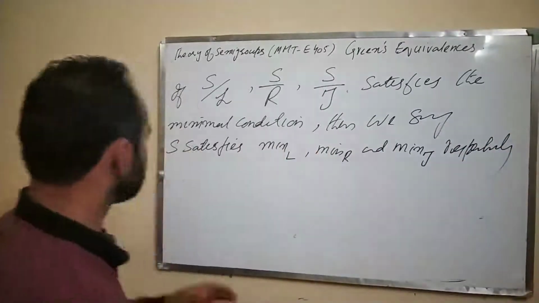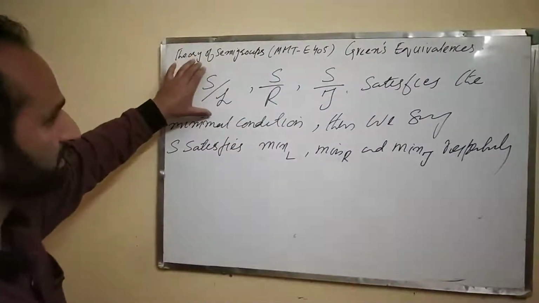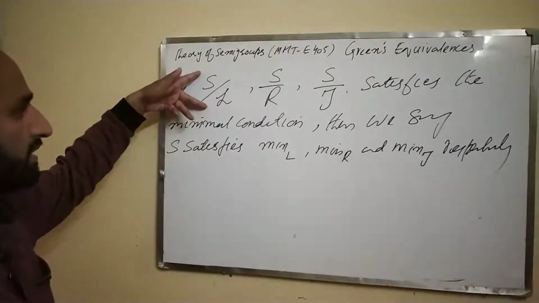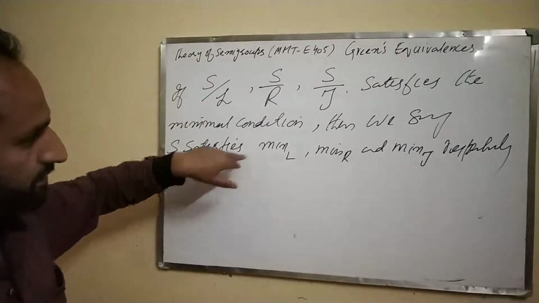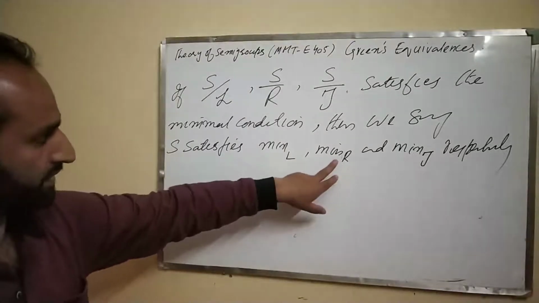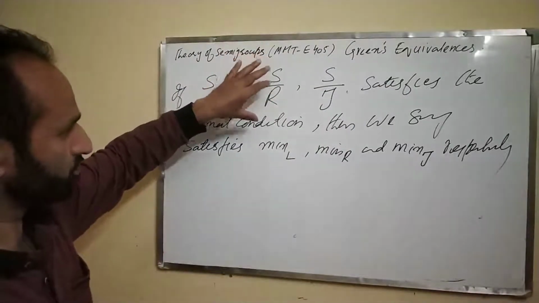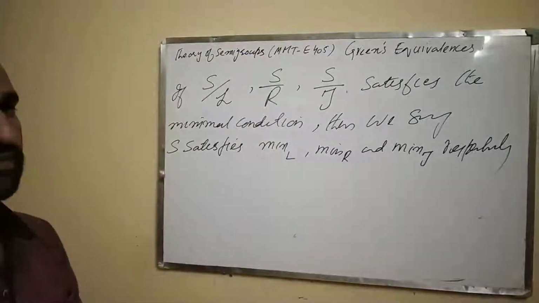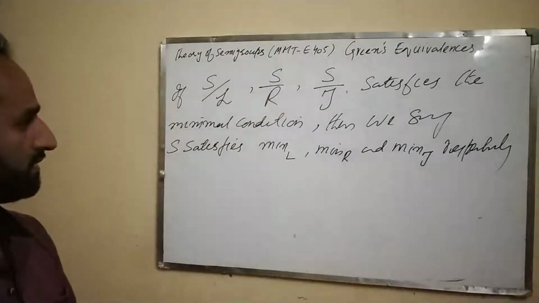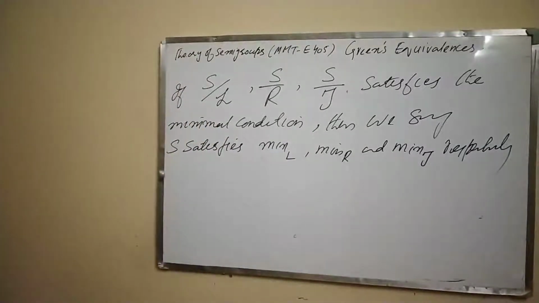So we say the semigroup S satisfies minimum L condition if S over L satisfies the minimal condition. That means S over L possesses a minimal element. Similarly, we say S satisfies minimum R condition if the partially ordered set S over R satisfies the minimal condition. That means it possesses a minimal element. Similarly for minimal J.